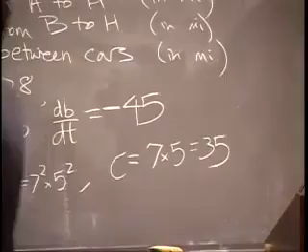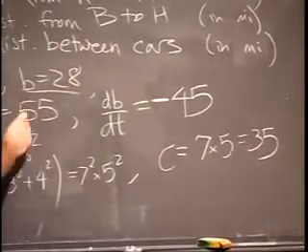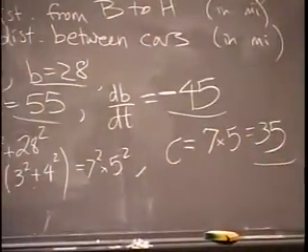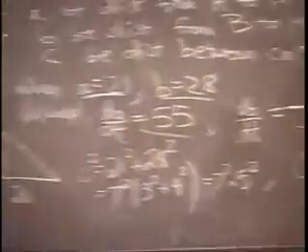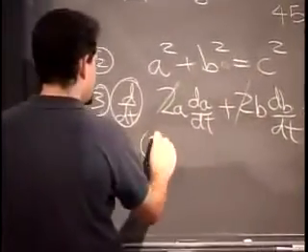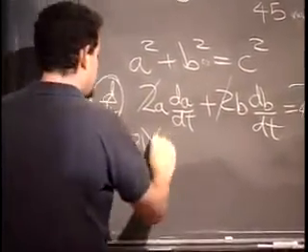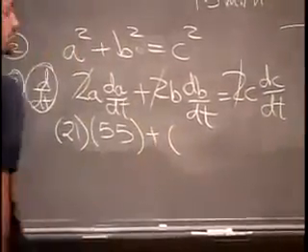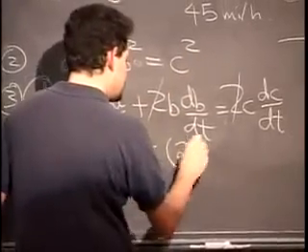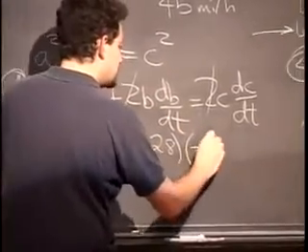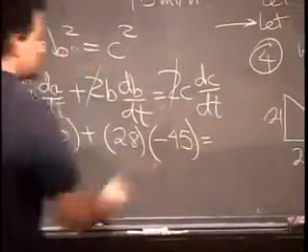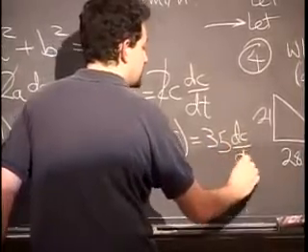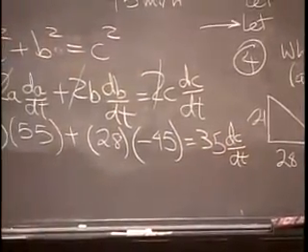Okay, so we have A is 21, B is 28, dA/dt is 55, dB/dt is minus 45, and C is 35. So I come back here to the equation and I do a grand set of replacements. A, 21, dA/dt, 55, plus B, 28, dB/dt, minus 45, equals C, 35, dC/dt. dC/dt is the unknown. Everything else is known.